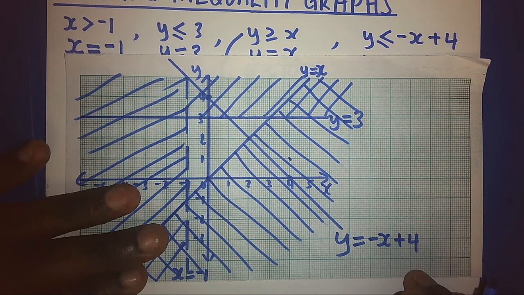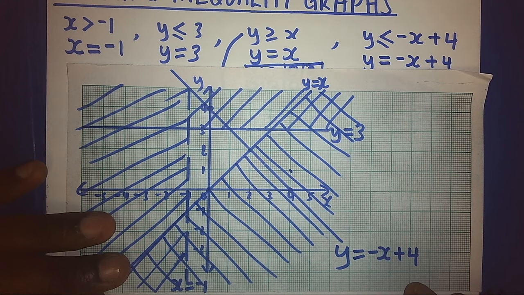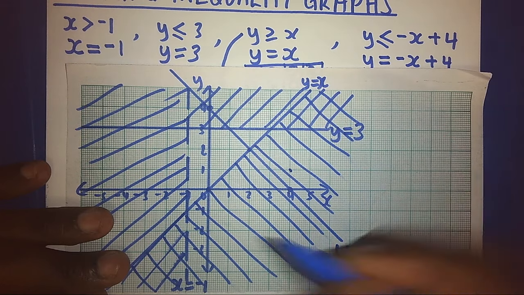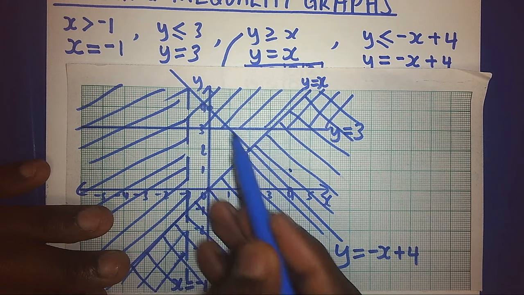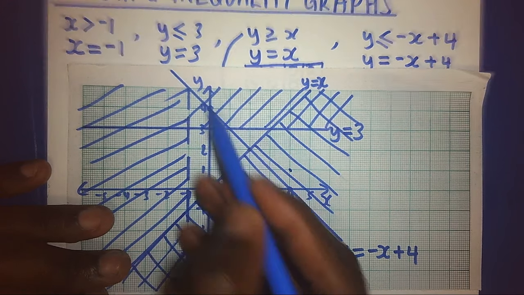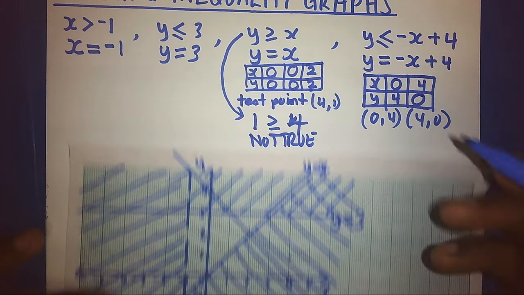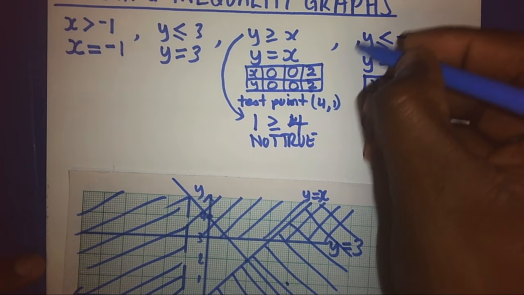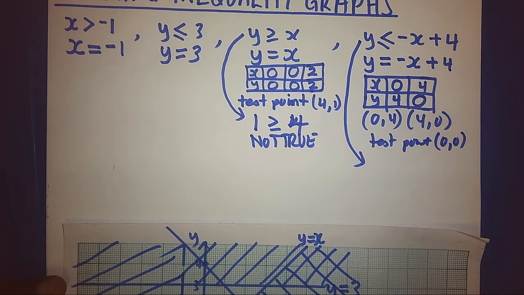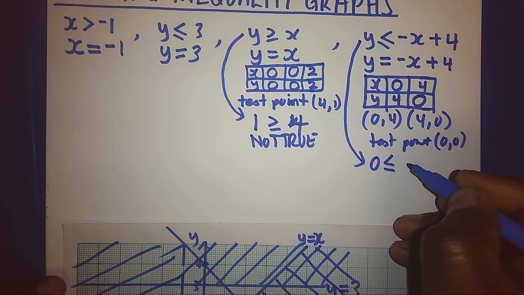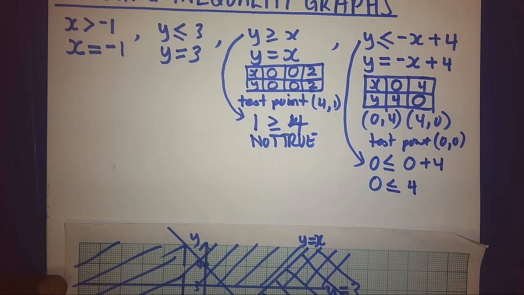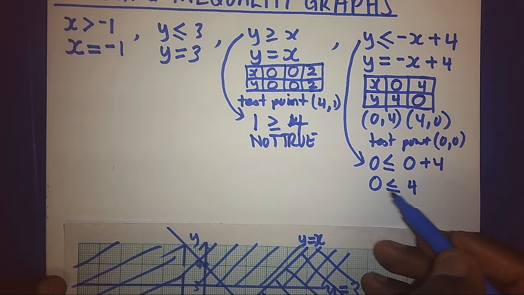Now, I need to get my test point so that I can know which side I should shade. Since my line is here, 0, 0 is not touching this line. So I can use 0, 0 as my test point. I will substitute my test point in my inequality. Y is 0, less or equal to negative X, 0, plus 4. 0 is less or equal to 4. The statement is 0 is less or equal to 4.